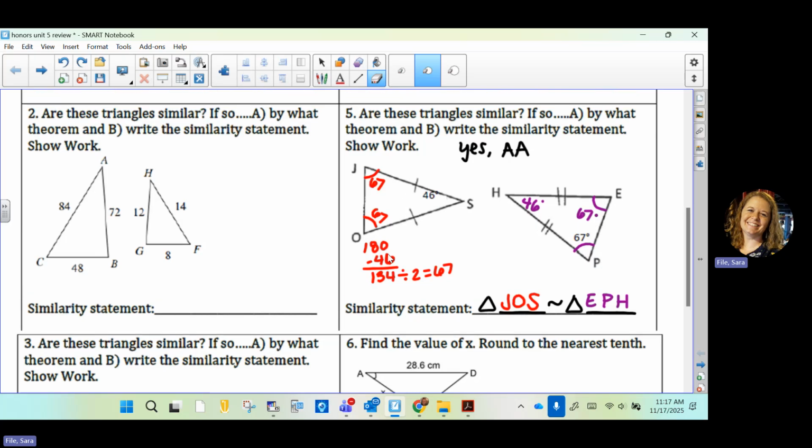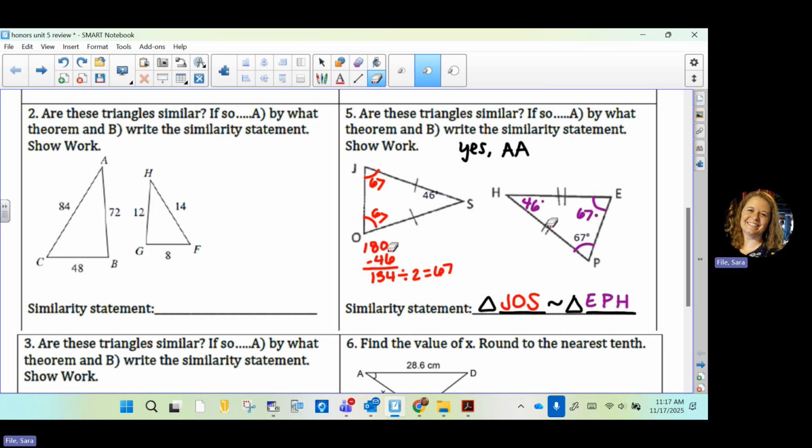So 5, this is another one that I did in my last class. It asks, are the triangles similar? If so, give the theorem and state the similarity statement. In this one, this was tougher because they only gave 1 angle in each triangle. However, these tick marks mean congruent.